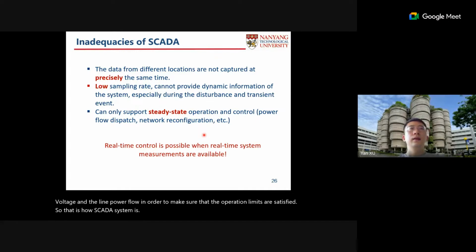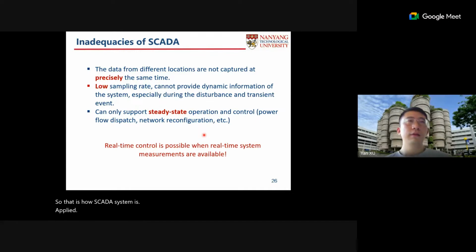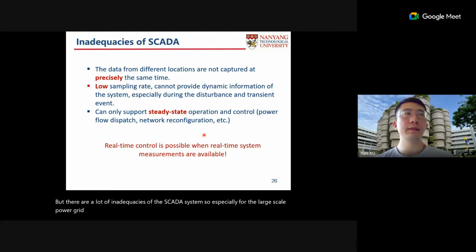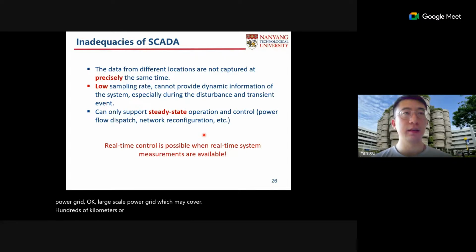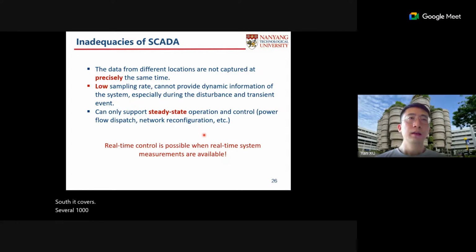But there are a lot of inadequacies of the SCADA system. Especially for the large-scale power grid, which may cover hundreds of kilometers or even 1,000 kilometers. I suppose in India, from the north to the south, it covers several thousand kilometers, right? So the SCADA system can only measure the local data.